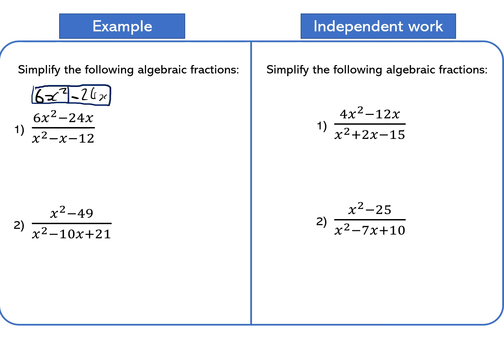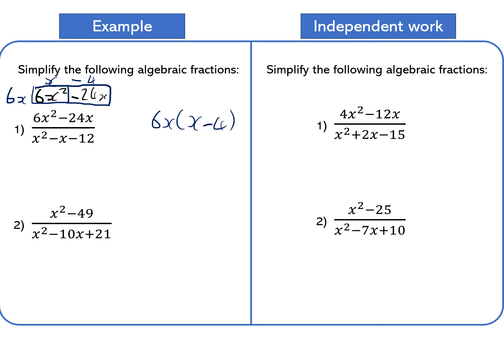What's common to both sides? I've got 3. Can I do better than that? I've got 6. And I've also got x. 6x times x is 6x squared. 6x times 4 is 24x, and I've got a negative. So that's going to give me 6x bracket x minus 4.